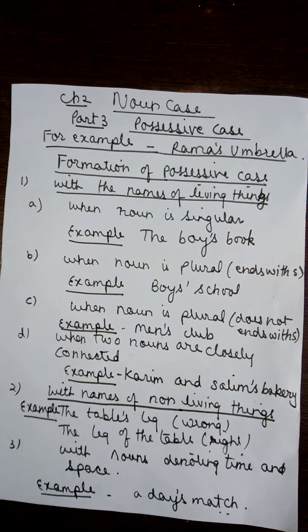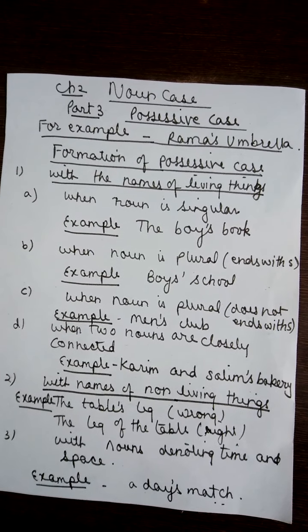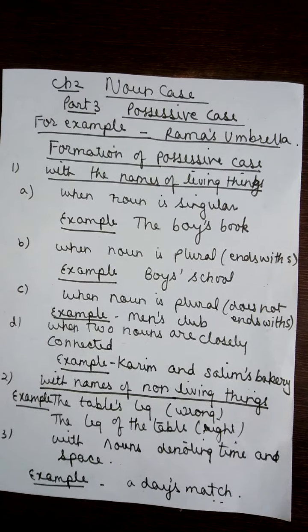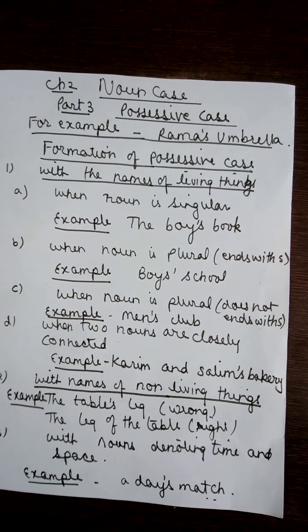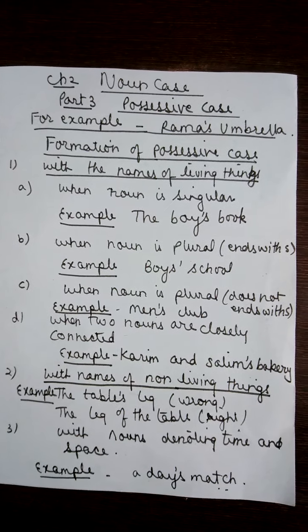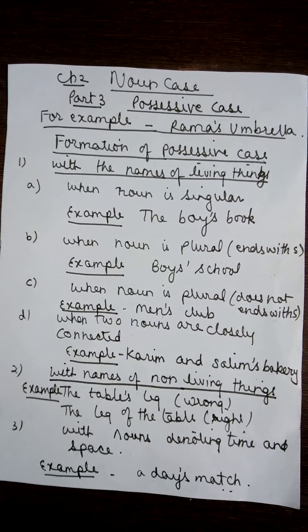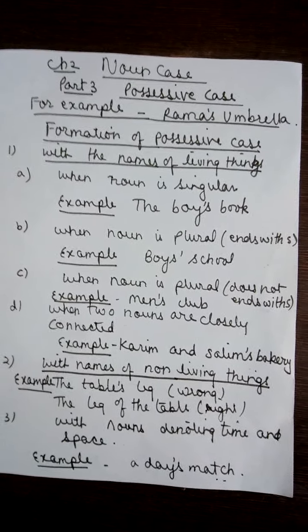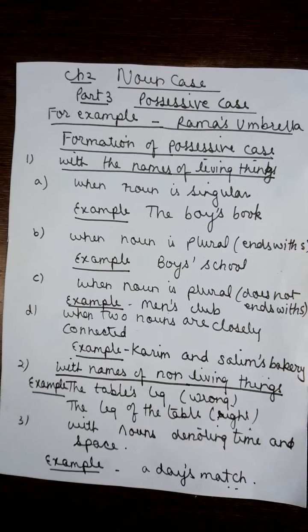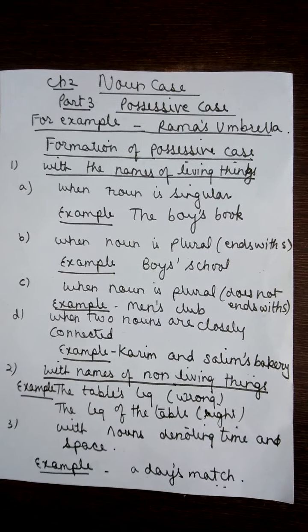We are going through chapter 2, noun case. Let us have a quick revision of it. Noun case are of three types: nominative case, objective case, and possessive case. When the noun is used as a subject, it is said to be in nominative case. When the noun is used as an object, it is said to be in objective case.